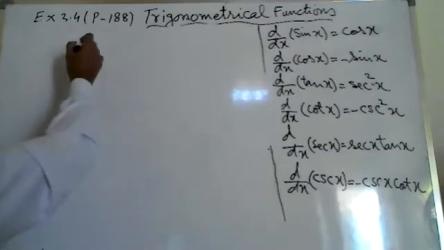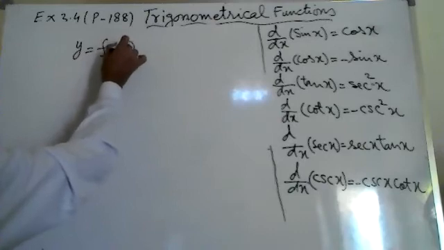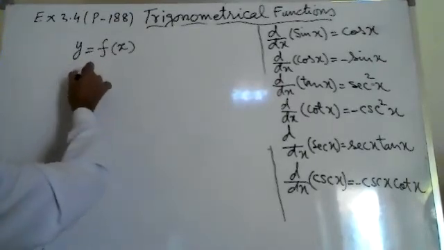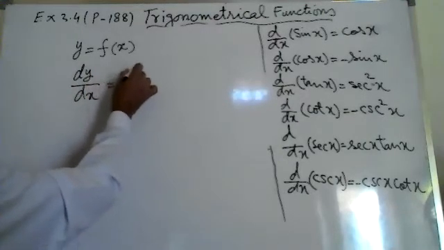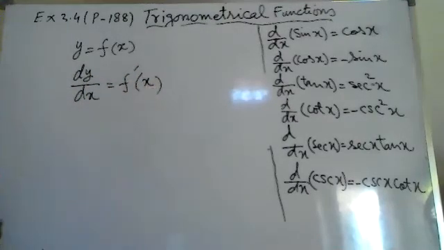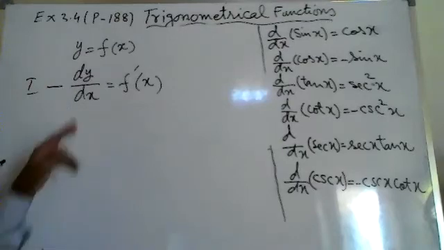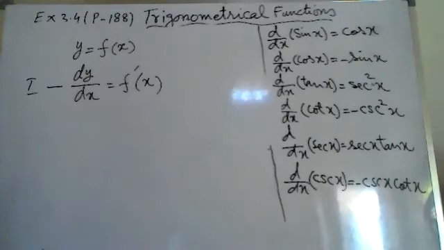Okay. So how to find the equation of the tangent and equation of the normal? Suppose we are given the curve y is equal to f of x. This is the equation of the curve. So first of all, we'll find the first derivative, dy upon dx, that will be equal to f dash x. The first step, we will find dy upon dx.